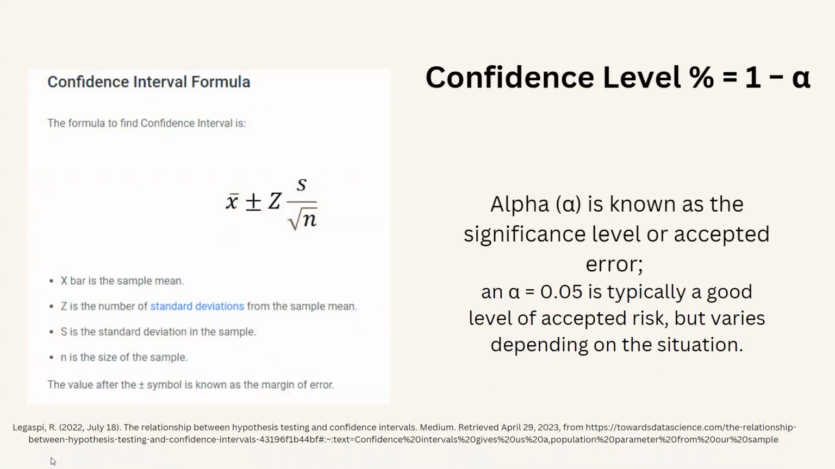Here you see the confidence interval formula if you were looking to create this by hand. You would find the confidence interval level percent by taking 1 minus alpha, where alpha is known as the significance level or accepted error, and an alpha of 0.05 is typically a good level of accepted risk, but varies depending on the situation. So typically you'll see things like a 95% confidence interval and a range of values.